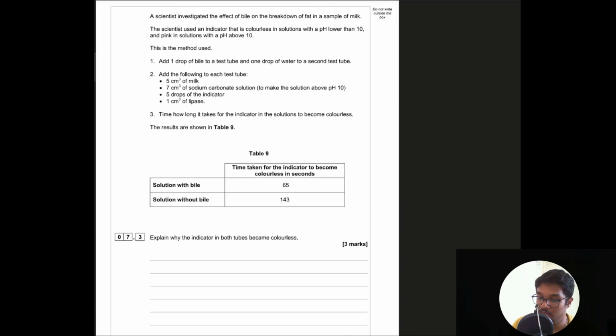A scientist investigated the effect of bile. So bile is something that's stored in your liver, and it is to help emulsify fat, also known as break down fat. Like it says in the question, helps on the breakdown of fat in a sample of milk. The scientist used an indicator that is colorless in solutions with a pH lower than 10, and pink in solutions with a pH above 10.